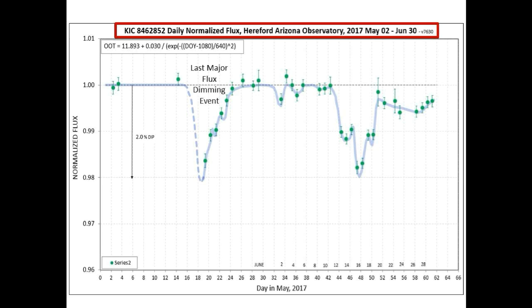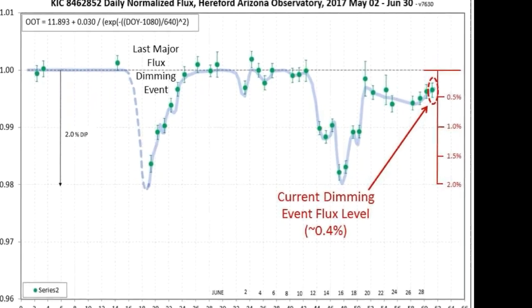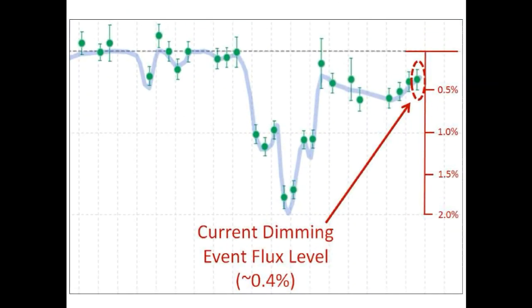So this is the normalized flux graph for Tabby star from Bruce Gary, and today's measurement is circled in red. Notice that not much is really going on, as you can see. We are still down approximately 0.4% below nominal flux levels. Now keep in mind that these measurements are made in the V band. So what we're going to do now is take a look at Tabby's flux graph.